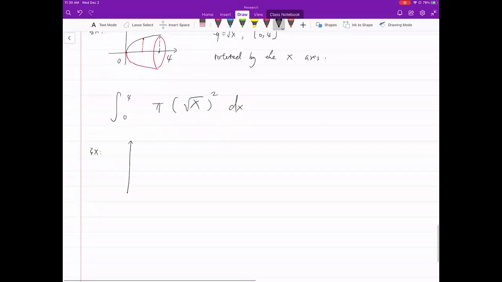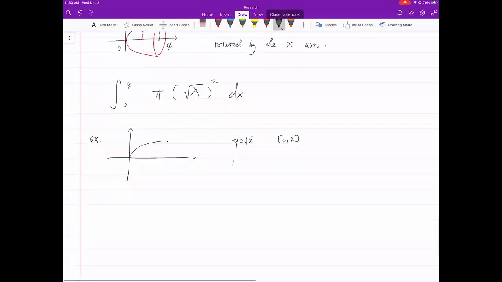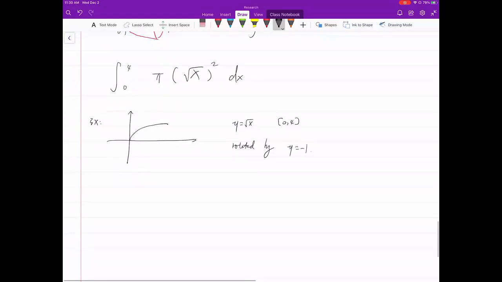All right. From 0 to 4, rotated about y equals -1. What's the difference? Before, you rotated with respect to the x-axis. Now you rotate with respect to y equals -1. Let's still do the rotation. Before, the bottom half should be here. Now the bottom half should be here.